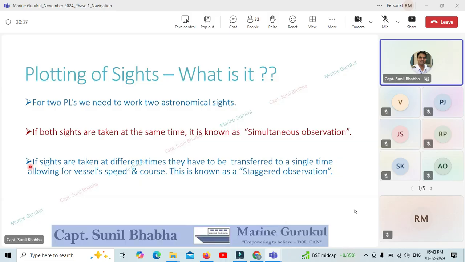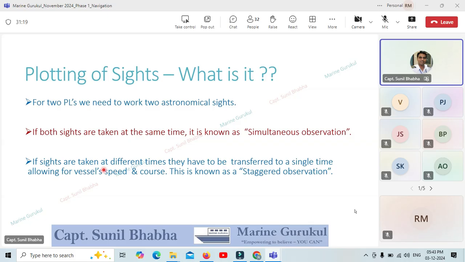So, what can be done in those scenarios is, you can take one single site of the body and then wait for some time, let the sun move a little bit in the sky to another location, and after some time you use the same body to take the site again. Now, after some time, when you take the site again, you get a different position line. So now in this case, we have two position lines for different times. These can also be combined and can be used to get the fix of the ship. This type of observation is known as a staggered observation.